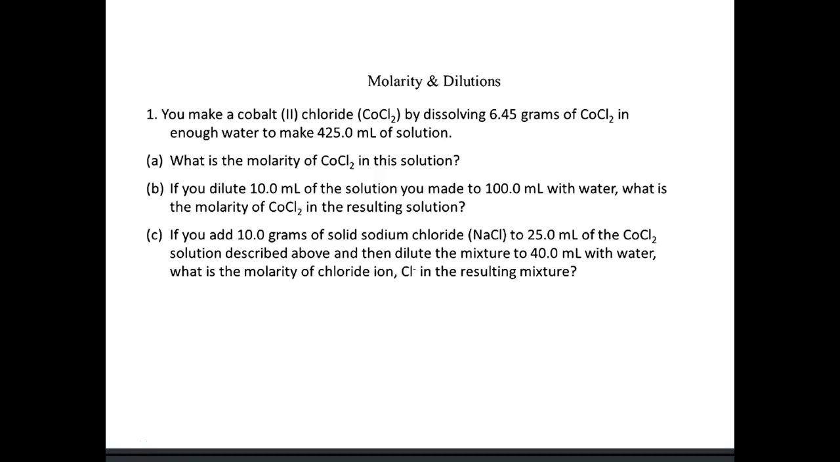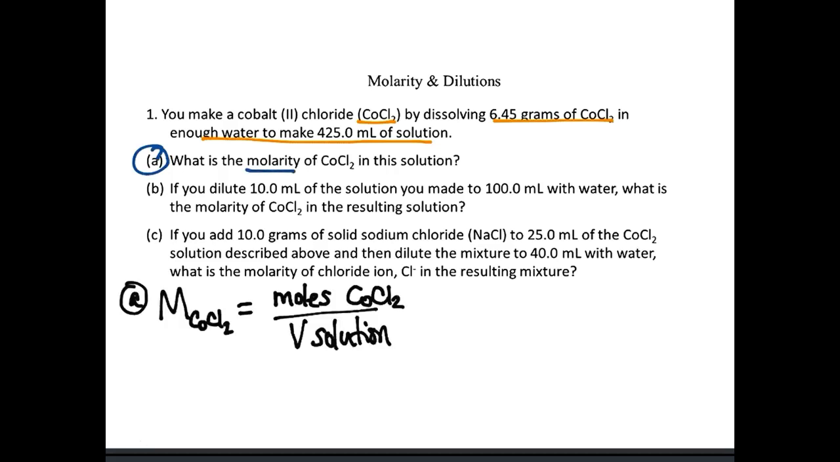We're going to make a solution of cobalt chloride by dissolving a mass of cobalt chloride in enough water to make 425 milliliters of solution. I'm going to calculate the molarity of cobalt chloride. Molarity, remember, capital M is the abbreviation for molarity, and the subscript here is cobalt chloride. That equals moles of cobalt chloride, that's my solute, divided by the overall volume of this solution in liters.